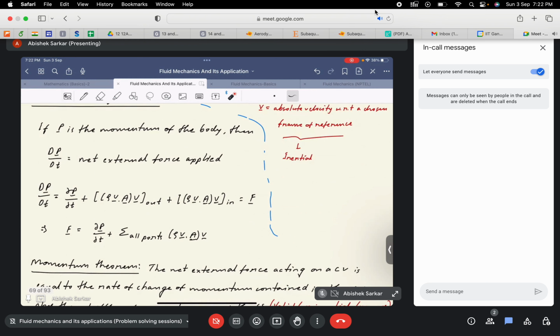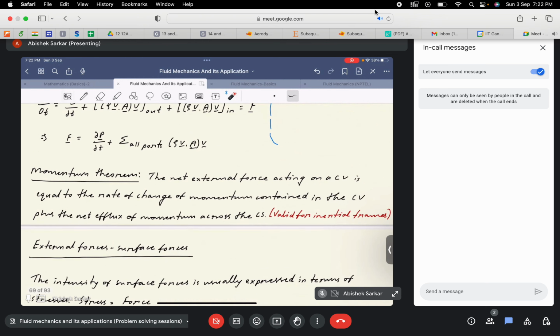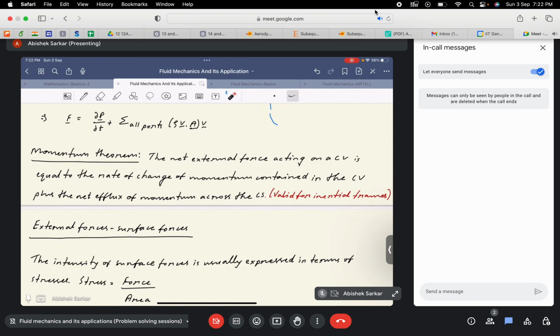And here, if P denotes the momentum of the body, or basically in this case linear momentum, then F would be equal to ∂P/∂t plus the summation of all momentum fluxes through all the ports in the chosen control volume, right? So we briefly go through the momentum theorem. It basically tells us that the net external force acting on the control volume is equal to the rate of change of momentum contained in the control volume plus the net efflux of the momentum across the control surface. That is again valid for inertial frames of reference.